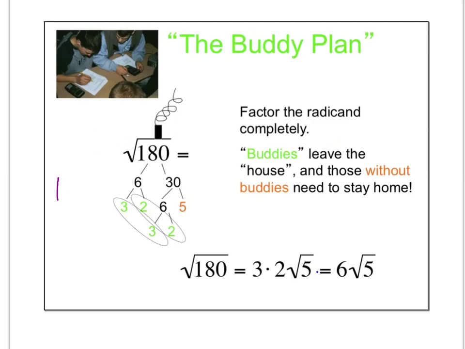So the buddy plan. This is the plan that we're going to use. All you need to do is take the number that's given underneath the square root and find the factor tree. You're going to say, what times what is 180? In this case, I chose 6 and 30. I broke those down, continuing until I found all of my prime numbers, so the prime factorization. The rule is that if you have a buddy, a pair of numbers, the buddies can leave the house, and you write the number once on the outside of the square root. If your number does not have a buddy, it has to stay in the house, underneath the square root.